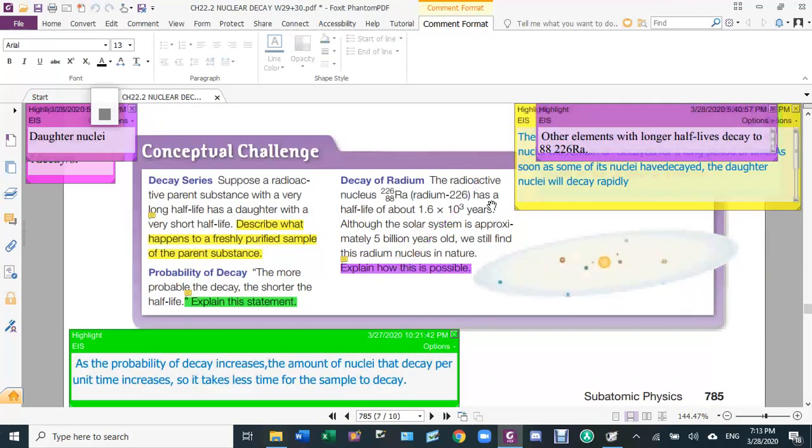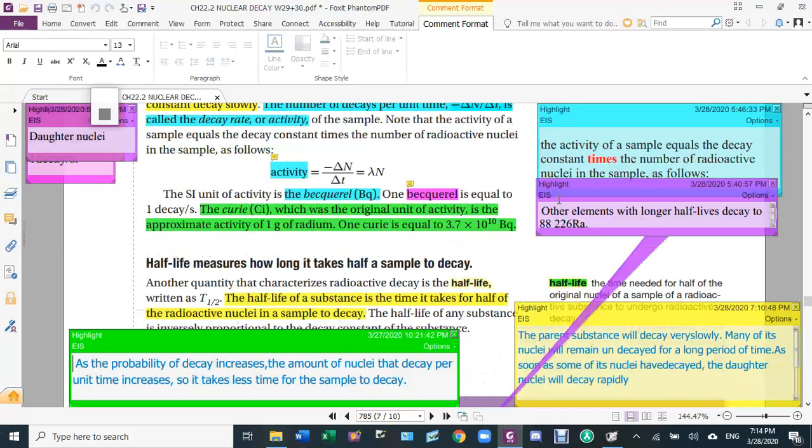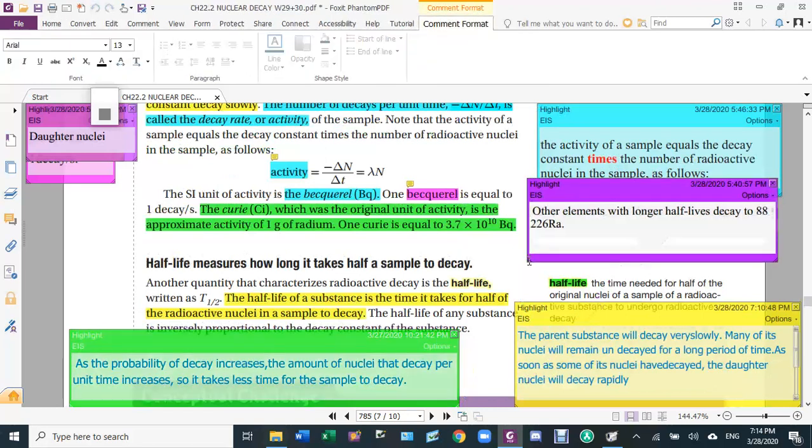Now, the radioactive nucleus radium-226, 88, has a half-life of about 1.6 multiplied by 10 to the power 3 years. Although the solar system is approximately 5 billion years old, we still find this radium nucleus in nature. Explain how this is possible. The answer: other elements with longer half-lives decay to radium-226.